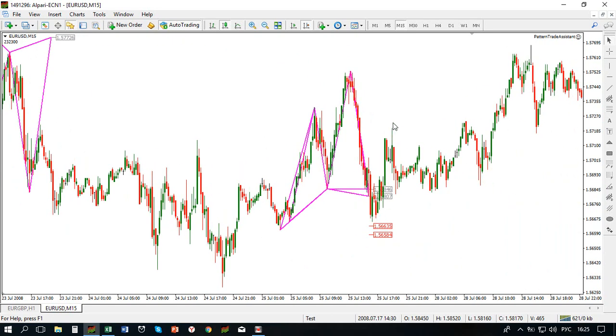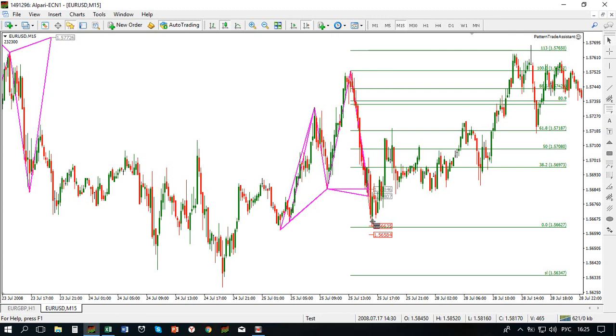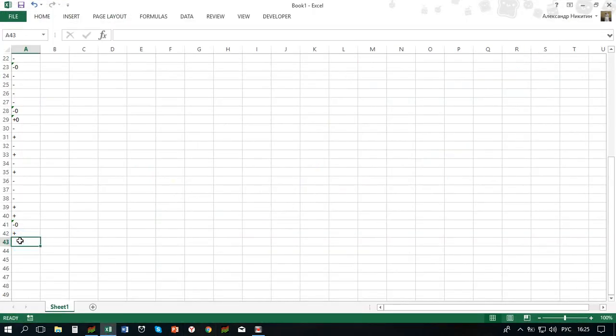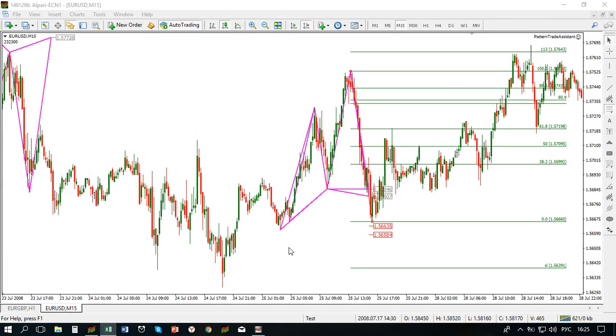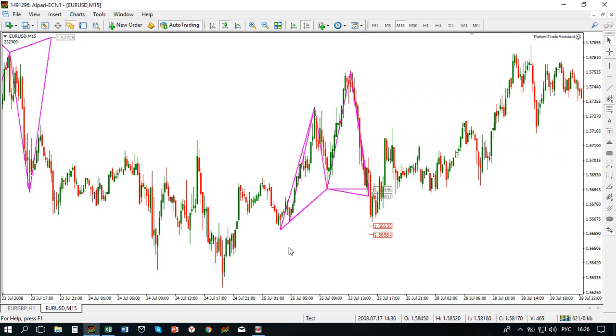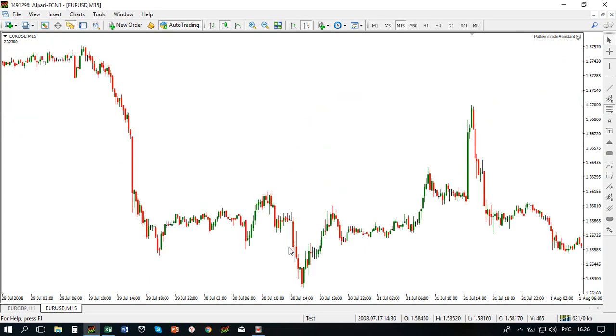Obvious winner, hitting both targets. 6-1A. Yes. Let's type it in. Plus. Delete the Fibonacci. Going next.